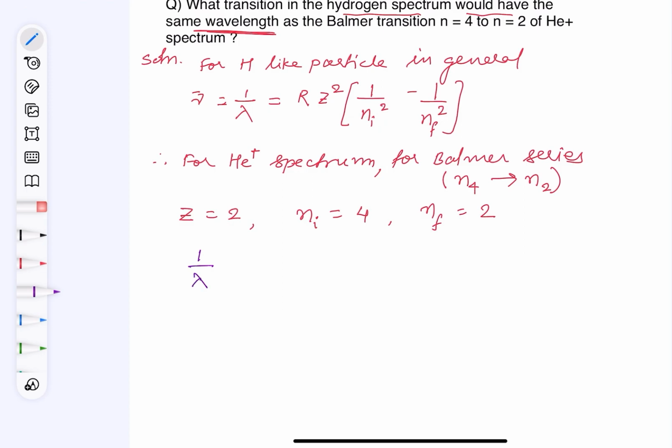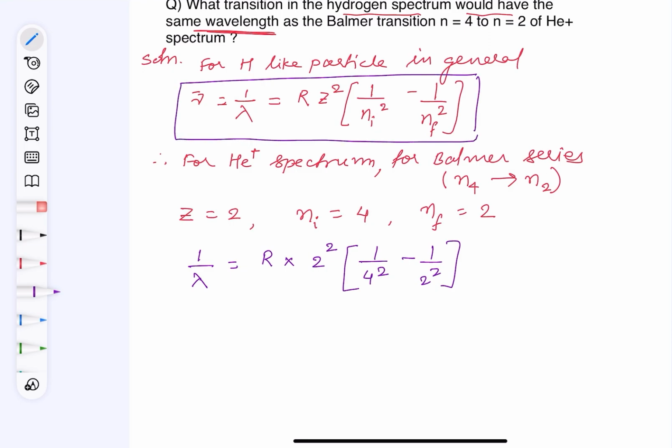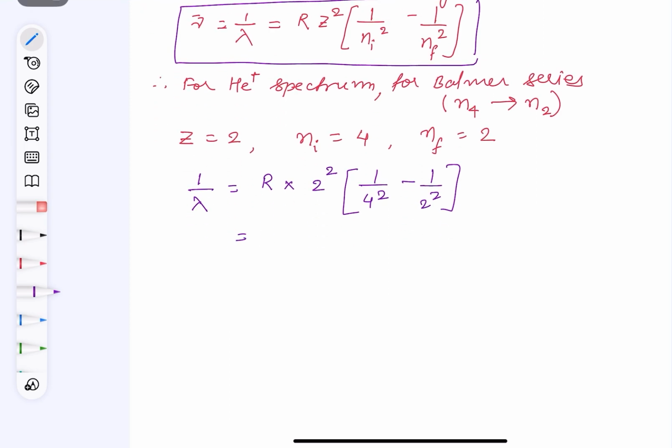So 1 by lambda will be equal to R into Z is 2, so 2 square, and 1 by n initial is 4, so 4 square, minus 1 divided by 2 square. I have just put the values of n initial and n final in this formula which we know generally for a hydrogen-like particle. Let us solve this. This gives R into 4, 1 by 16 minus 1 by 4.